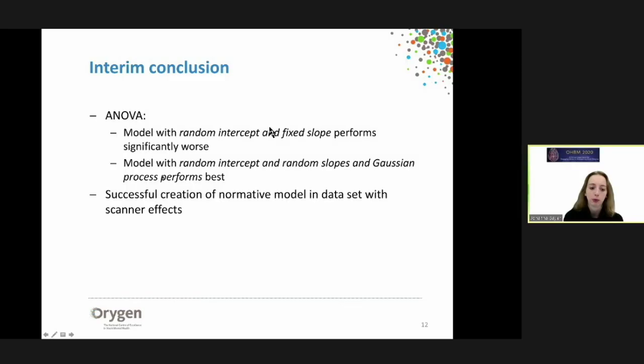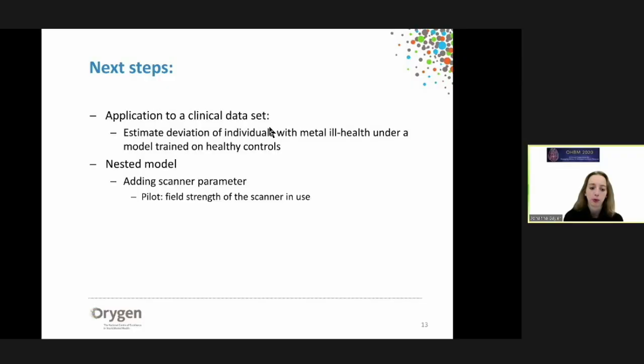So we want to estimate the deviation of individuals with mental ill health, in particular with depression, under a model trained on healthy controls. And then we want to extend the model by adding scanner parameters, because we actually think that the field strength of the scanner in use might be driving those side effects.